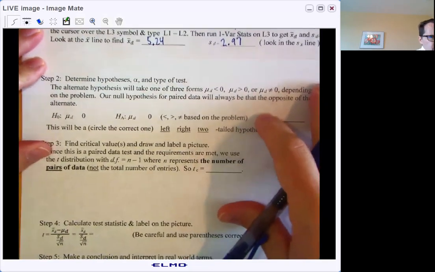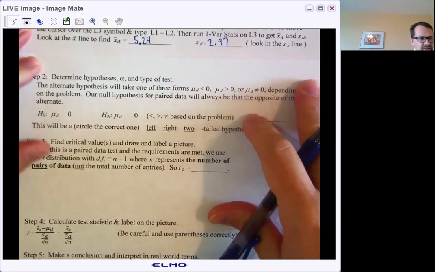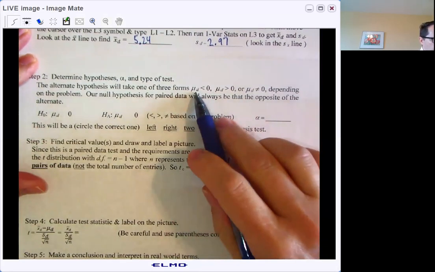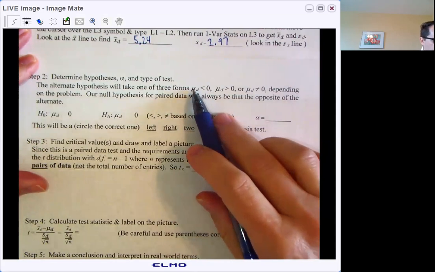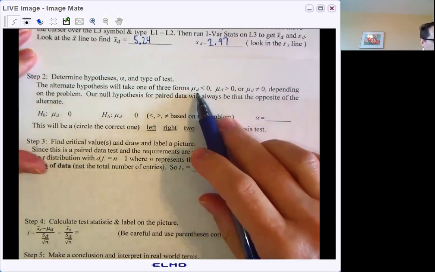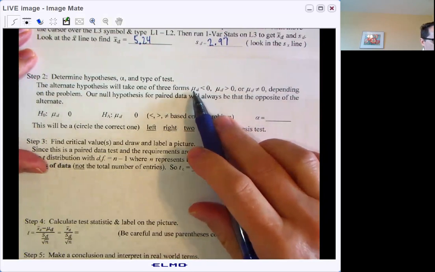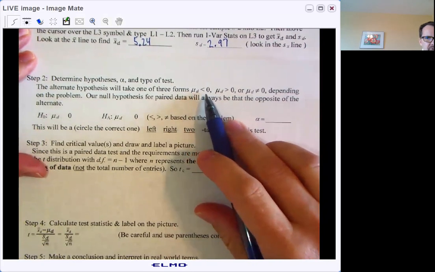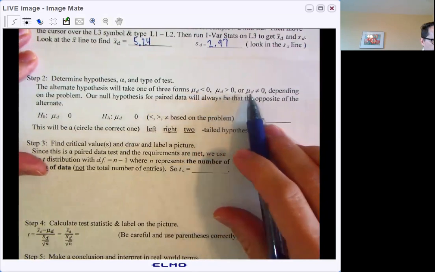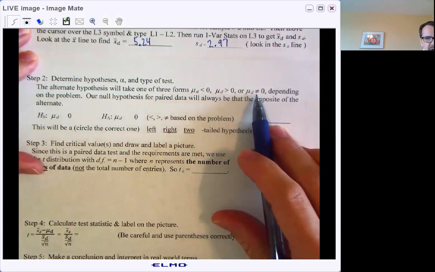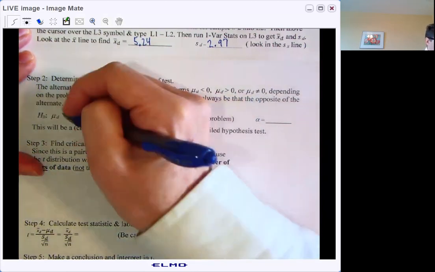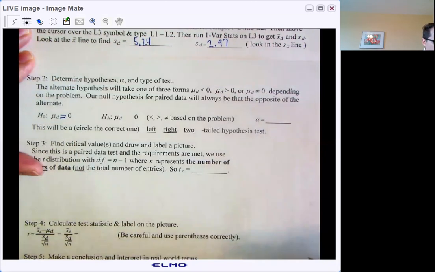Since we're going to be talking about matched pair data, we're going to do not just mu, but mu sub d. In other words, the average difference. Our alternate hypothesis will be that the average difference is less than 0, greater than 0, or simply not equal to 0, so it could be higher or lower. And this will always depend on our problem. For our null hypothesis, we're going to conclude that the average difference is 0, so that there is no difference in height between husband and wife.